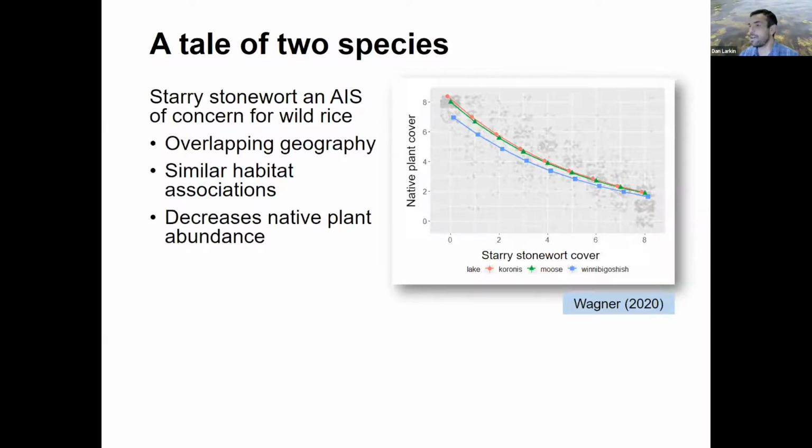And we now have good evidence that starry stonewort invasion does indeed decrease native plant abundance. This is from Carly Wagner's master's thesis. She's now with the Minnesota DNR as an AIS specialist. And this is showing for 3 Minnesota lakes, the relationship between abundance of starry stonewort on the bottom axis and native plant cover on the vertical axis. And we can see this consistent pattern of decline.